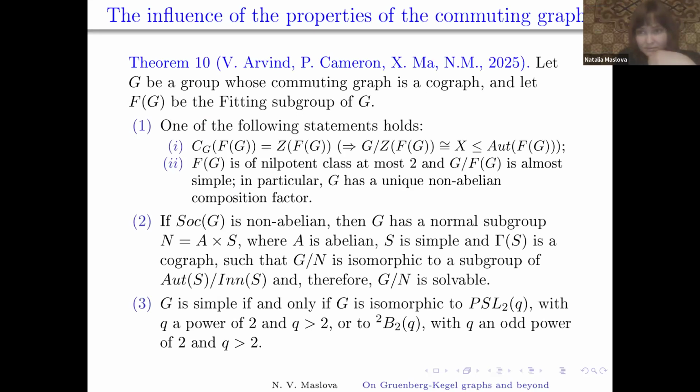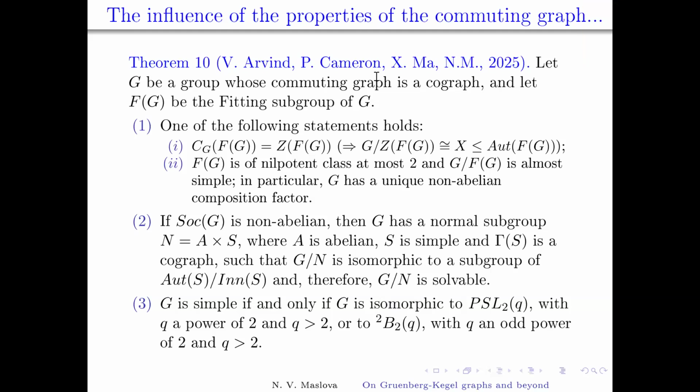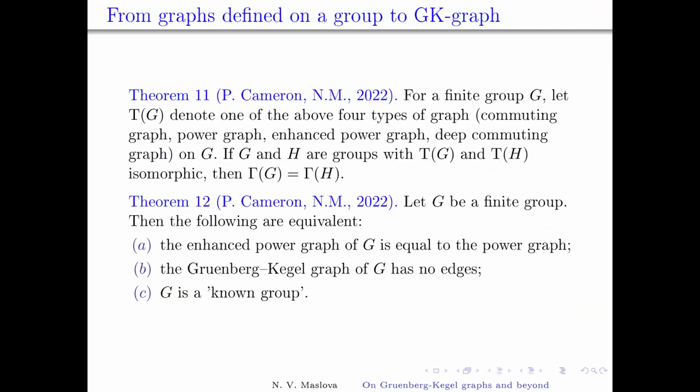Here, this theorem is an example that the properties of commuting graphs have a very strong impact on the group theoretical structure. For example, if the commuting graph of a group is a cograph, then this group is very, very close to solvable. Either it has properties of solvable groups or has exactly one non-abelian composition factor. In each case, it's very close to a solvable group.